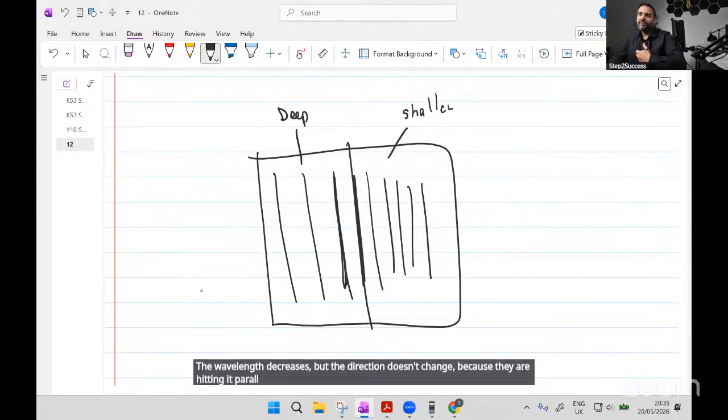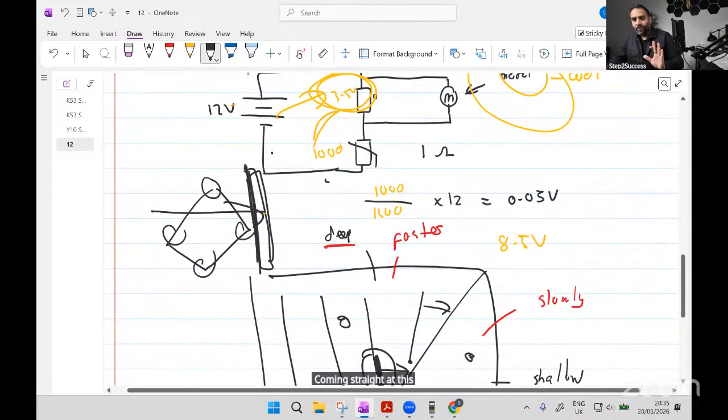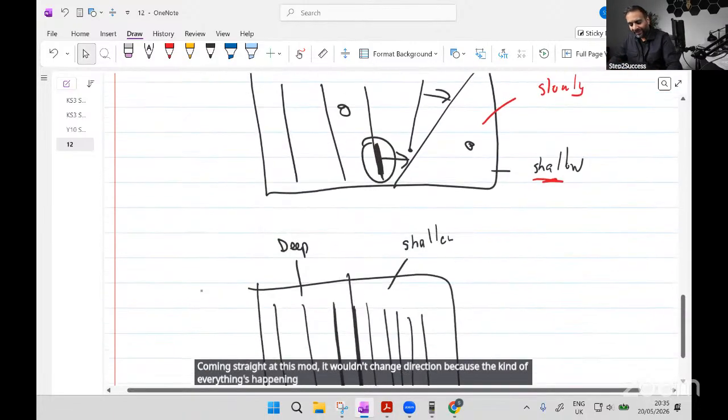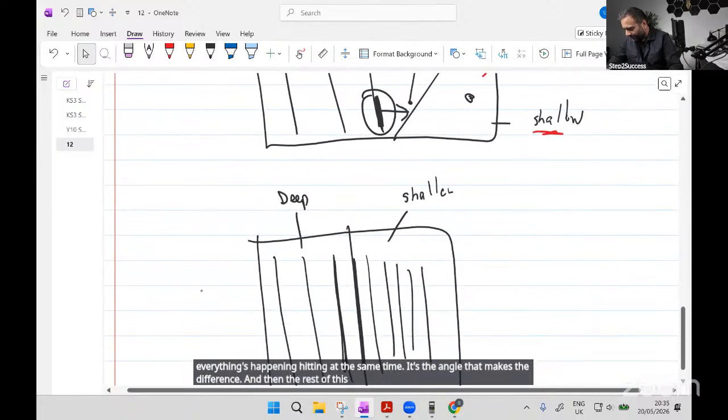It's like the same equivalent of the car coming straight at this mud. It wouldn't change direction because everything's happening at the same time. It's the angle that makes the difference. And then the rest of this was relatively straightforward.